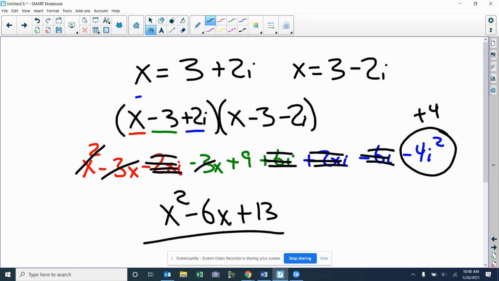Negative i squared is positive 1. What's that? Negative i squared is positive 1. Yes. Yeah, negative i. Negative i squared would be positive 1, because that would be like negative 1 times i squared, so it'd be like negative 1 times negative 1. Okay. Everybody good?